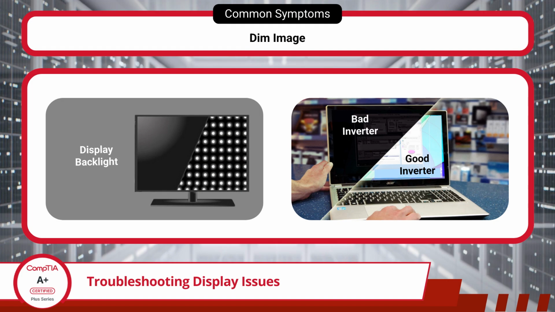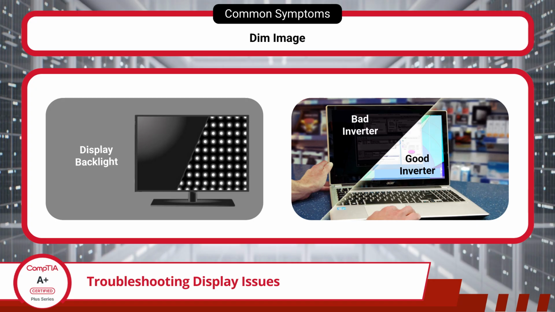A dim image is yet another display issue, where the display image appears significantly darker than desired. This symptom can arise due to various underlying causes. Firstly, an incorrect brightness setting on the source or display device may be at fault, leading to decreased illumination levels. Additionally, in the case of a monitor, a failed backlight may be responsible for a dim screen. With many modern monitors, a backlight is used to illuminate the display panel, allowing the images to be visible. If the backlight fails or malfunctions, it can result in a dim or completely dark display.